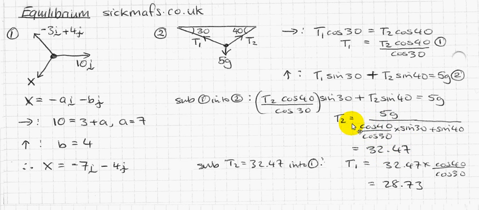Once you know what T2 is, you can work out T1, because T1 is equal to T2 times cos 40 divided by cos 30. So you do that, and T1 is 28.73 newtons. As you can see, I substituted T2 into this one as I just said. So that's done, and we've worked out forces T1 and T2.